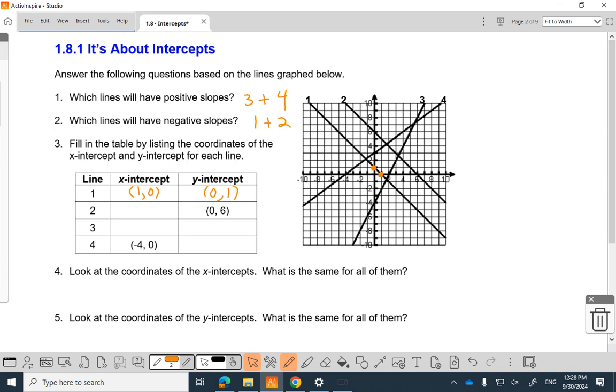That's for line 1. I'll switch colors so you can see on my screen again. I'll switch. That was orange. I wanted to use orange today of all days because it's Orange Shirt Day.